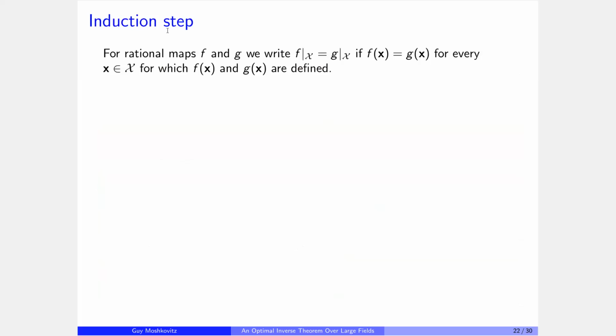Before I talk about the core step here, which is the lifting theorem, let me mention one definition. If you have rational maps F and G, and you have some subset calligraphic X, maybe a variety, then we say that F and G agree on the variety if they are equal at every point where both rational maps are defined. A rational map might not be defined at some points of calligraphic X. For those points, I don't care. But whenever the rational maps are both defined, I want there to be an equality between F and G.